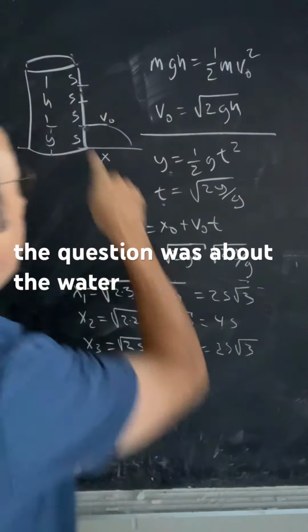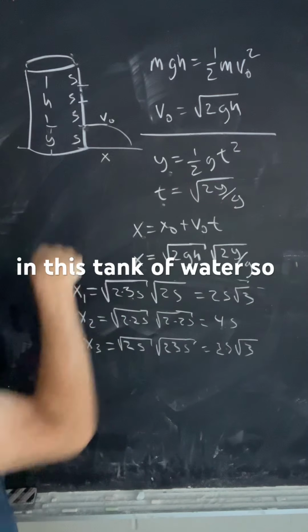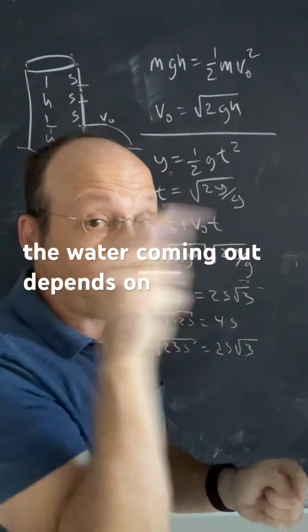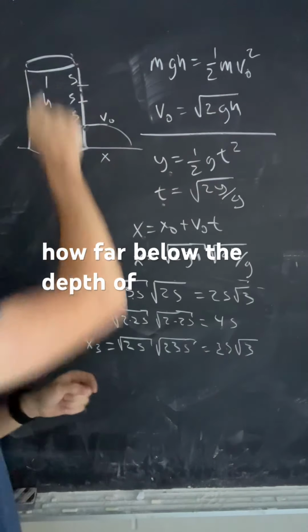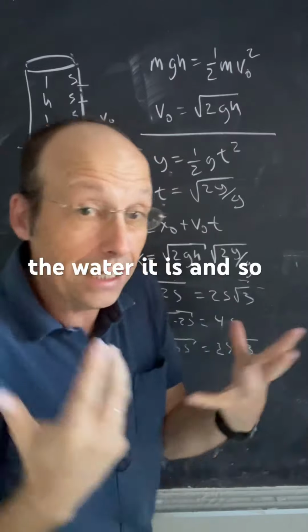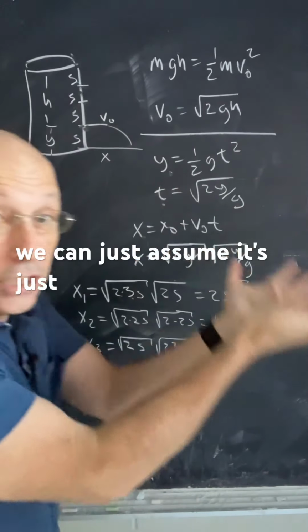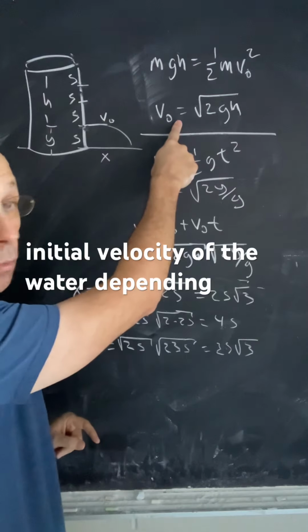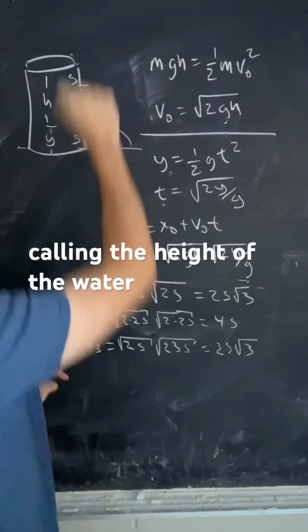The question was about the water coming out of these 3 holes in this tank of water. So the first thing you need to know is that the speed of the water coming out depends on how far below the depth of the water it is. And so we can just assume it's just like work energy and an object falls at height to calculate the initial velocity of the water depending on the height. That's what I'm calling the height of the water.